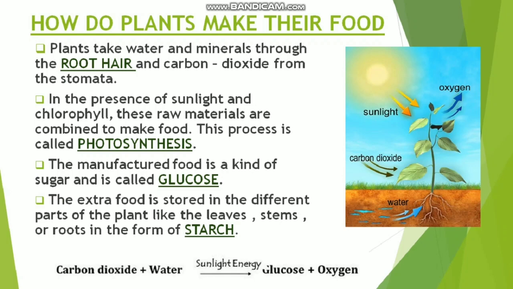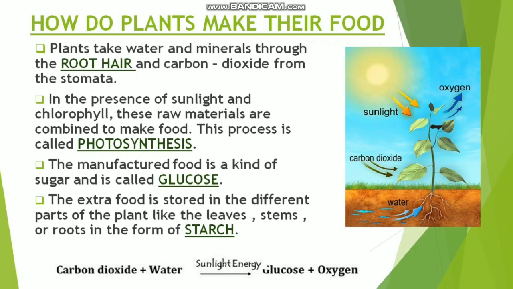Now the process by which plants make their food is known as photosynthesis, and plants in the presence of sunlight and chlorophyll combine the carbon dioxide, water and minerals to make their food. The manufactured food is a kind of sugar and it is called glucose. The food which is prepared by plants is in the form of sugar, which is called glucose.